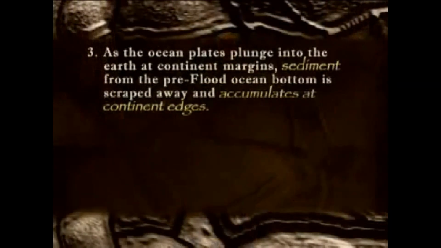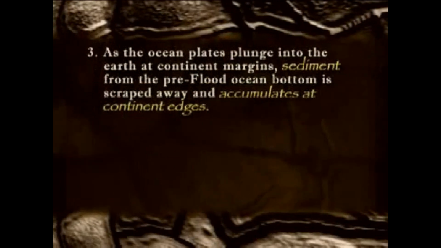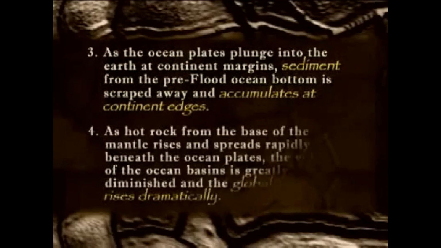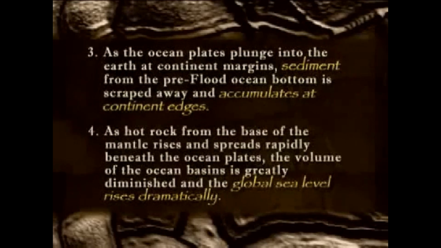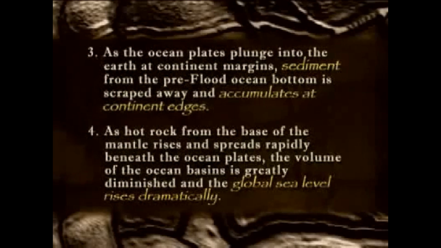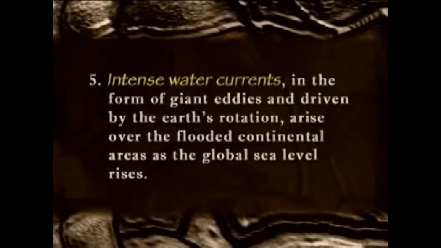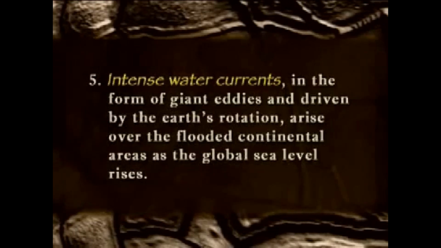As these ocean plates plunge into the earth at the continent margins, sediment from the pre-flood ocean bottom is scraped away and accumulates at the continent edges, provides a major source of sediment. As the hot rock from the base of the mantle rises and spreads rapidly beneath the ocean plates, the volume of the ocean basins is greatly diminished and the global sea level rises dramatically, as I've already indicated. Intense water currents in the form of giant eddies and driven by the Earth's rotation arise over the flooded continental areas as the global sea level rises.